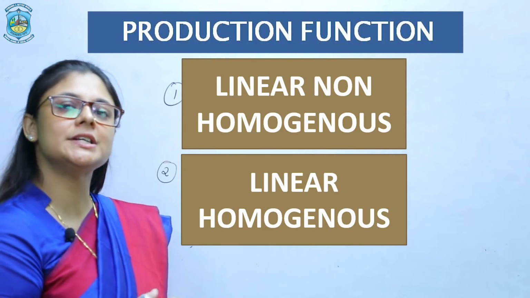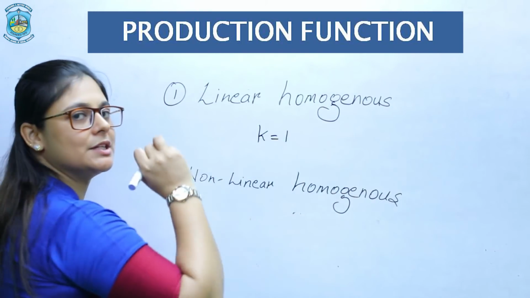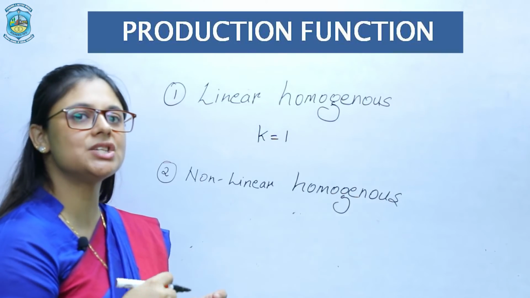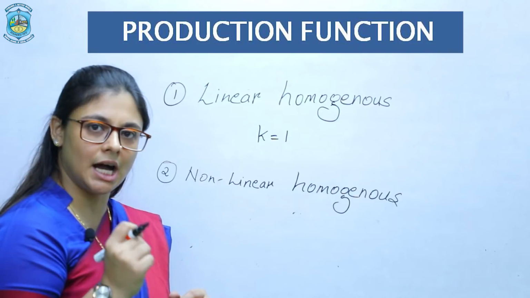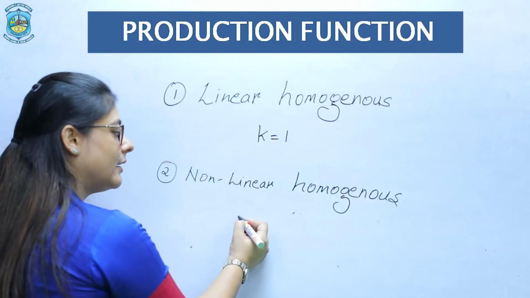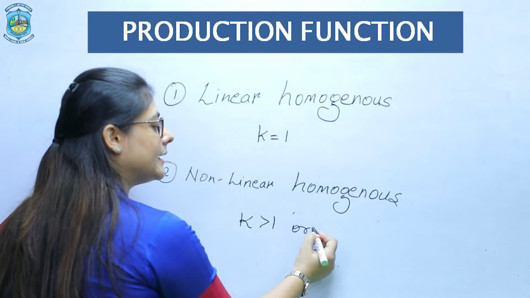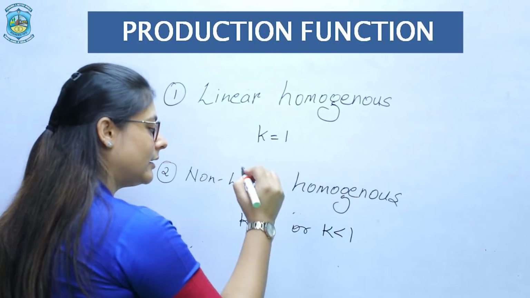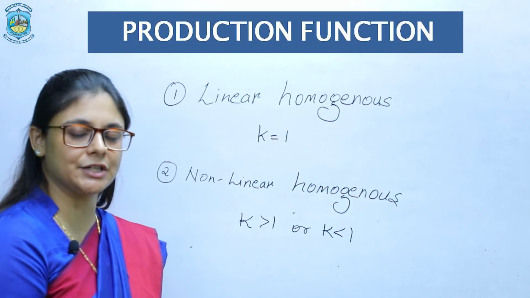Your linear homogeneous function will be of a type where your k is going to be equal to 1. That means the change in the input will cause exactly the same proportional change in the output, and the non-linear homogeneous functions will be the ones where your k is either greater than 1 or less than 1. We had taken the 2 examples in the previous section.